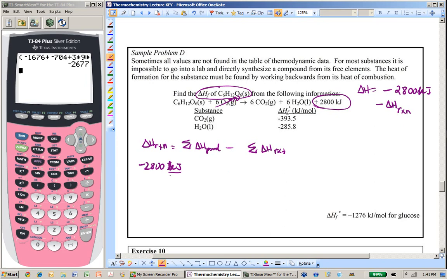It's going to end up being per mole, as all delta H's are, equals, now I'm going to do the chemicals. 6 CO2s, 6 H2Os. All of that's bracketed as my products. So now I subtract the reactants. There's only one to worry about, and that's my good buddy glucose.